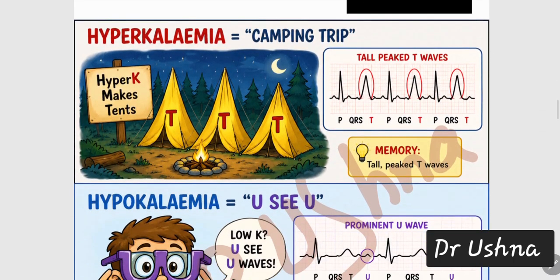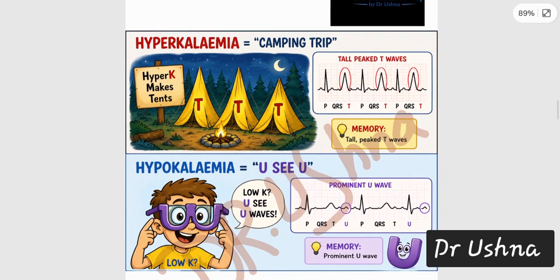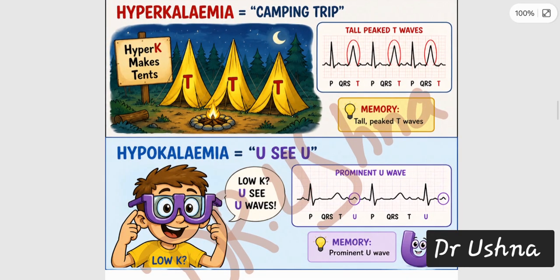Next, a very important thing is your electrolyte changes. This is a very high yield topic for your exam. So remember, hyperkalemia means increased potassium, when your potassium is more than 5.5. 3 to 5.5 is normal. Anytime your potassium is more than 5.5, you are going to have this tented T wave.